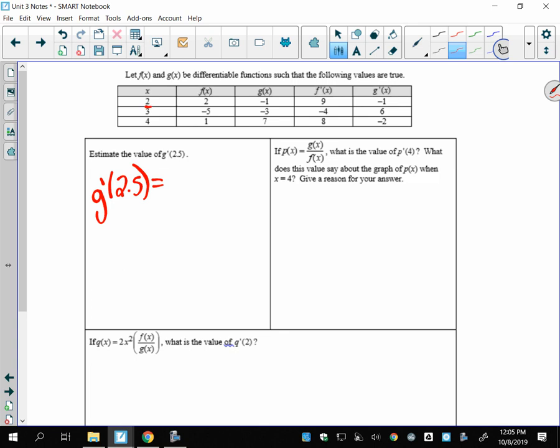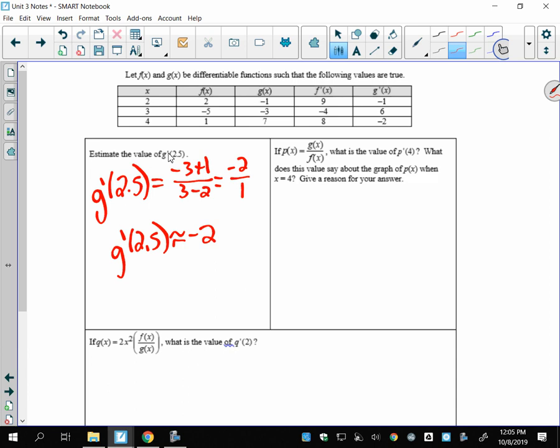So 2.5 is right in between 2 and 3. So I'm just going to use the points to find that secant line. I'm going to take the y's on the top, -3 minus -1, over the x's, 3 minus 2. So I'm going to get -2 over 1, or g prime of 2.5 is approximately -2 using the secant line. Look at the next one.